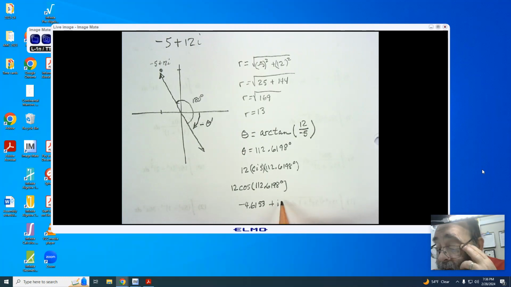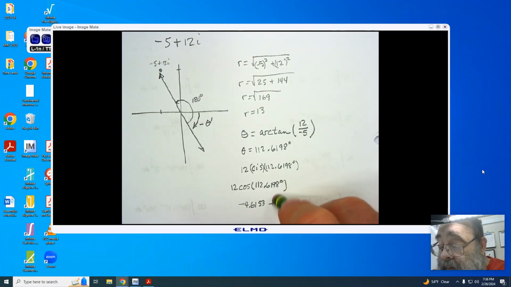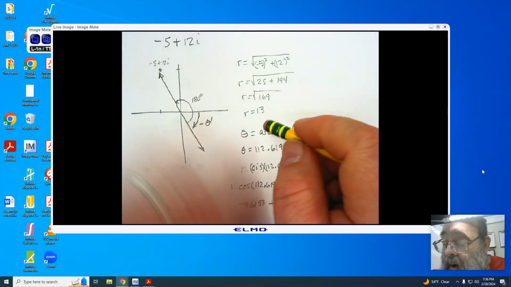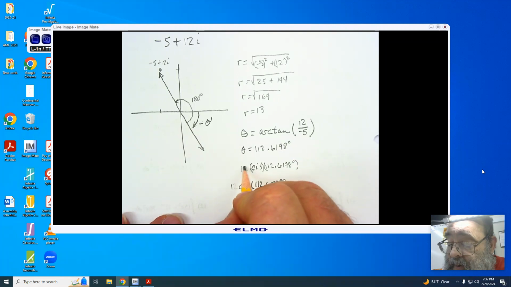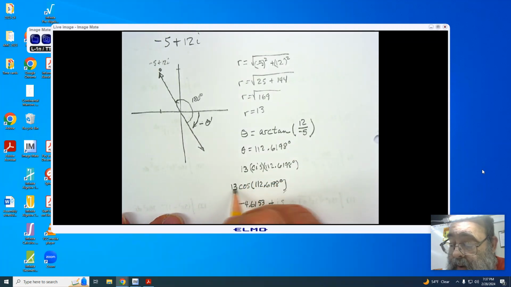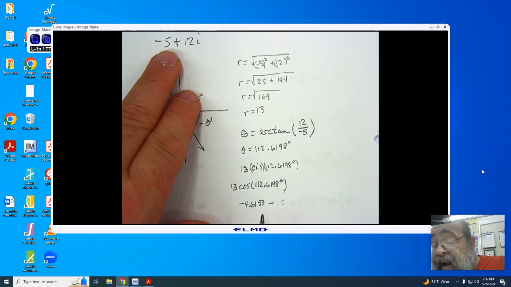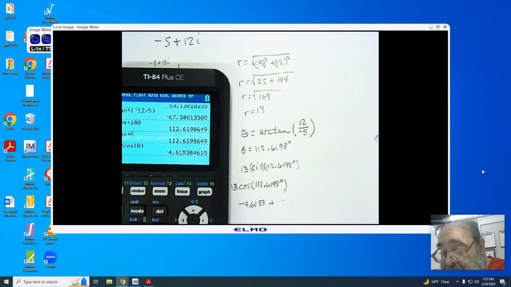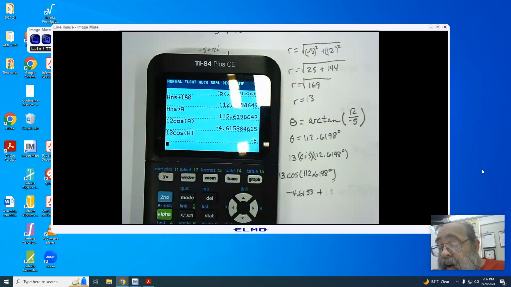Whoops, that's supposed to be 13. That's an error there, sorry about that. I put a 12. It's supposed to be a 13 cis. And you'll notice that's why I didn't get negative 5, but I should now get negative 5. 13 cosine of that angle. You'll notice there's the negative 5 that I was expecting.